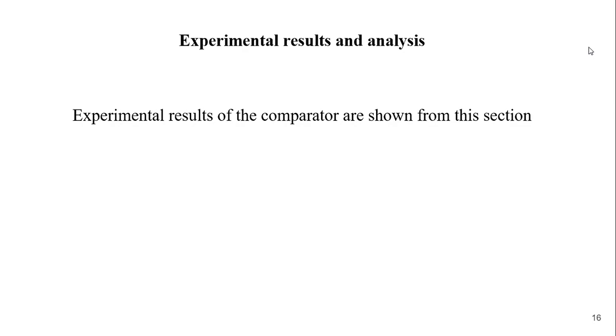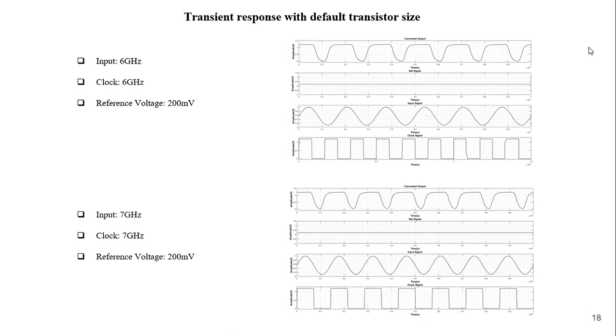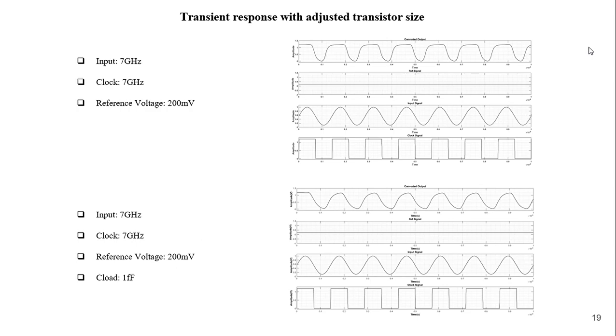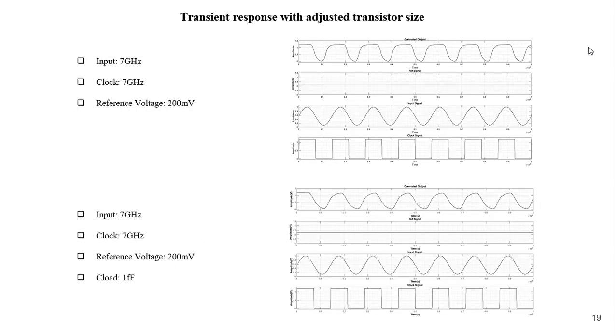So let's come to the experimental results of the comparator. These are the transient responses of the comparator at various frequencies. As seen, the comparator performs at 1 gigahertz to 3 gigahertz, and also at 6 and 7 gigahertz, and also at 7 gigahertz with a capacitive load. So we have seen that the transient response is done till 7 gigahertz.